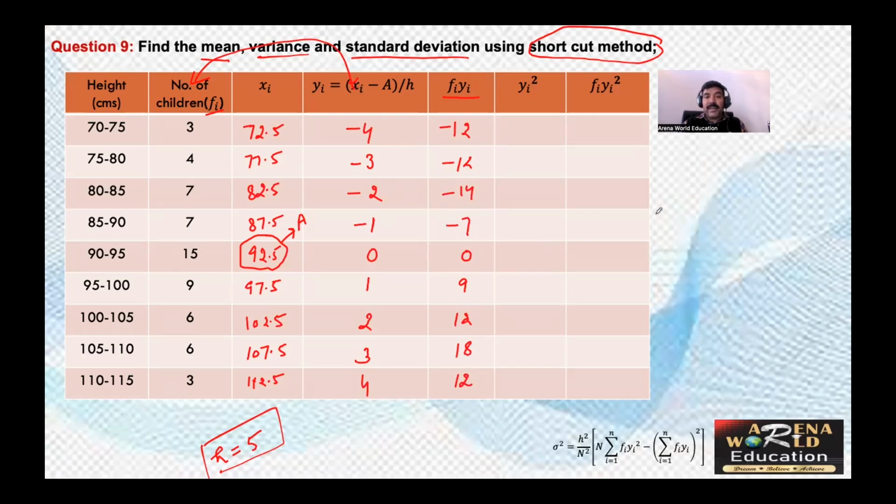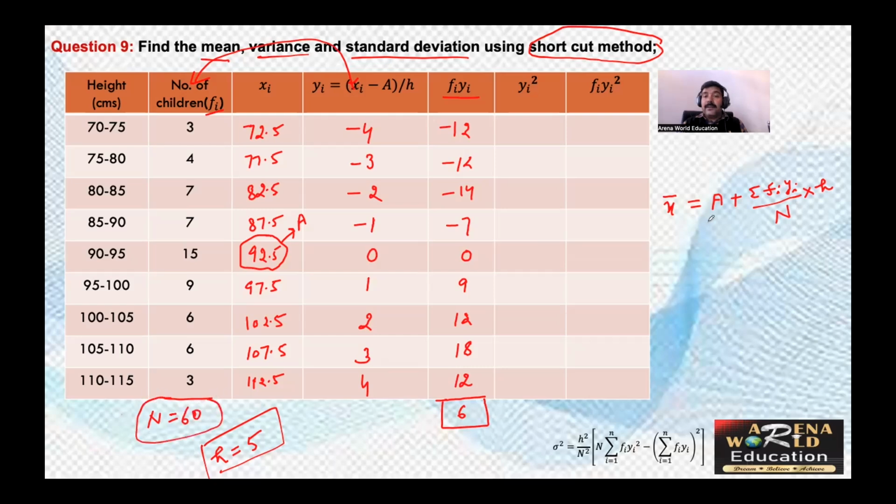What will the mean be using the shortcut method? Yes, it will be equal to A plus summation fi yi divided by summation fi, or you can write n, multiplied by h. Now to apply this formula, we need summation fi yi. And what is the sum of all these values? This will be 6. Right? So this is a very small number. And what about summation fi? That is equal to n. N will be equal to 60.